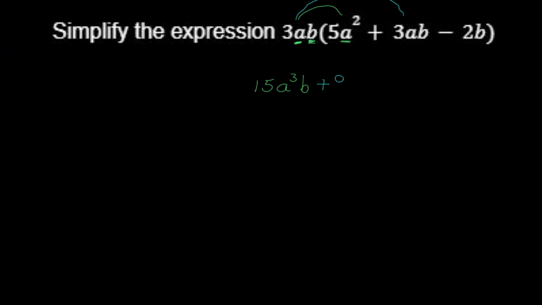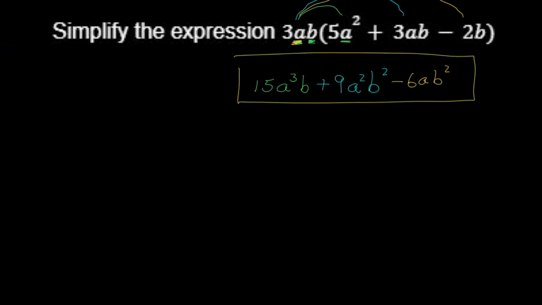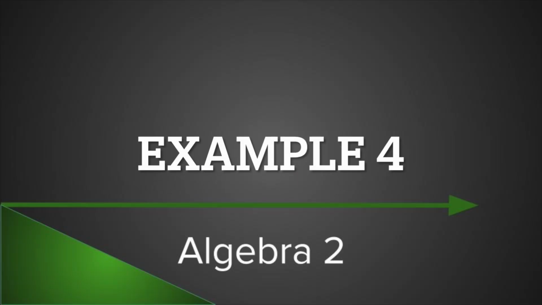Now for the second term, we're going to do 3ab times 3ab. Multiplying the numbers will give us 9. For the variables, we have an a times an a, making a squared, and a b times a b, making b squared. And lastly, we have 3ab times negative 2b. Multiplying the numbers, I get negative 6. Only the 3ab has the a, but they both have b, so b times b is b squared. You should check for like terms, and if we look, there are no like terms to combine, so this is just our answer.